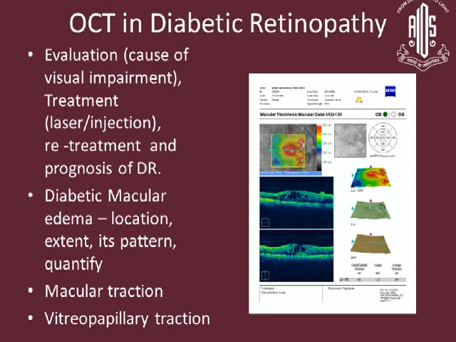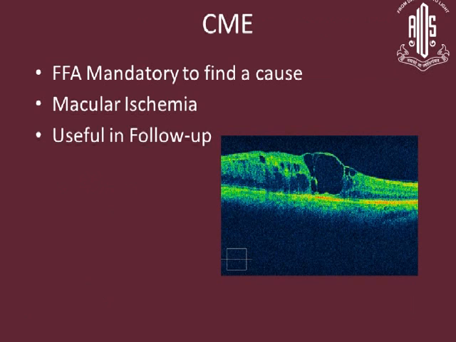So finally, it helps us in seeing the cause of visual impairment, planning our treatment, and then we can definitely assess whether there's a need for retreatment, and we can assess the location and extent with the help of the scar, and the presence or absence of macular traction or retropapillary traction. And FFA is mandatory to find out if there's a CME, please go in for an FFA, and definitely OCT is useful in follow-up.